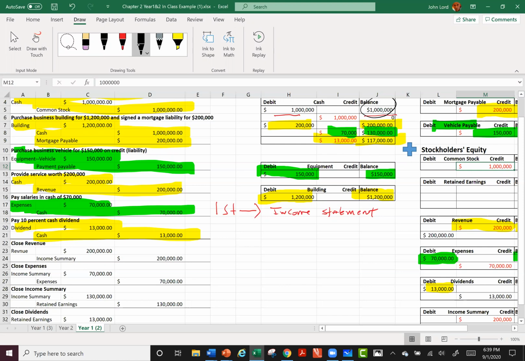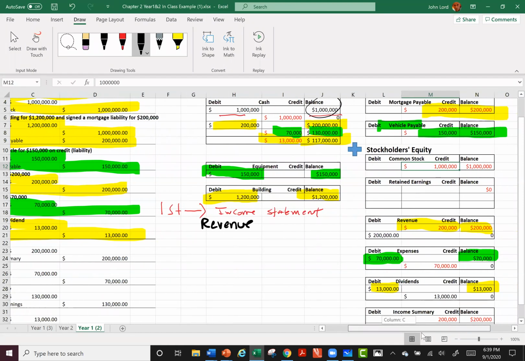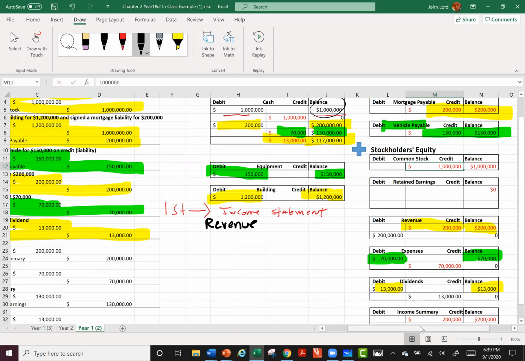So I'm going to show revenue. Do I have any revenue? And guys, preparing the financial statements is the easiest part. You simply look to see what's in the ledger accounts that match the name of the line item you're trying to put on the financial statement. So I'm trying to put revenue. I look to the revenue account. I have 200,000. I put 200,000.